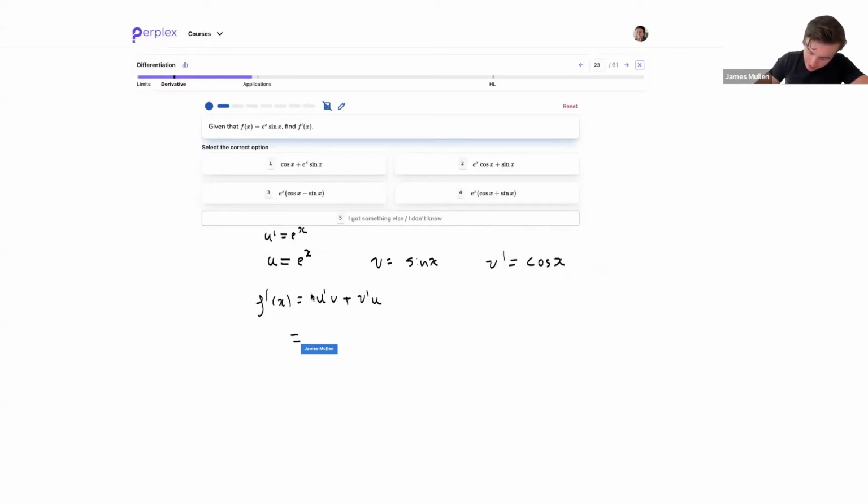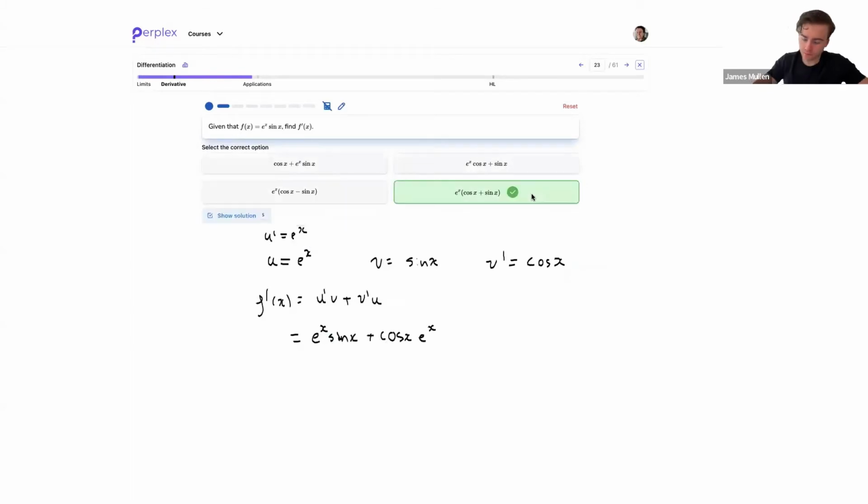And so I get e to the x sin of x plus cos x e to the x. Okay, and you could factor out e to the x if you want, and you would find e to the x times cos x plus sin x. That is this option here.